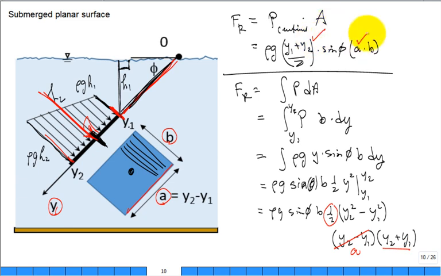We're left with the A, which checks. We're left with the b, which checks. The sine of phi, which checks, and the rho g.